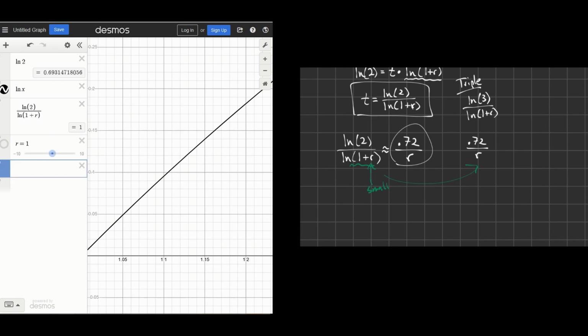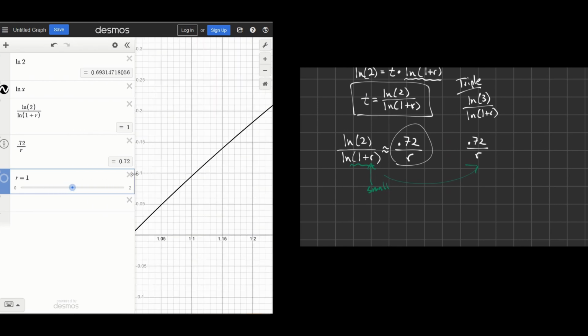Okay, and then the rule of 72 says that we want to take 0.72 divided by the interest rate. So what I'm going to do is look at some different values of R. We'll go from like 0% up to 200%. I want to go with a step of 1% for each of these.